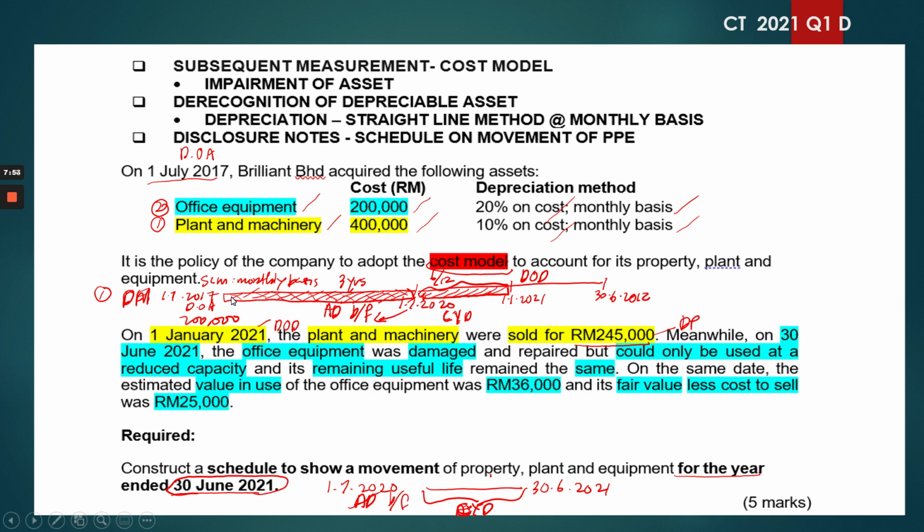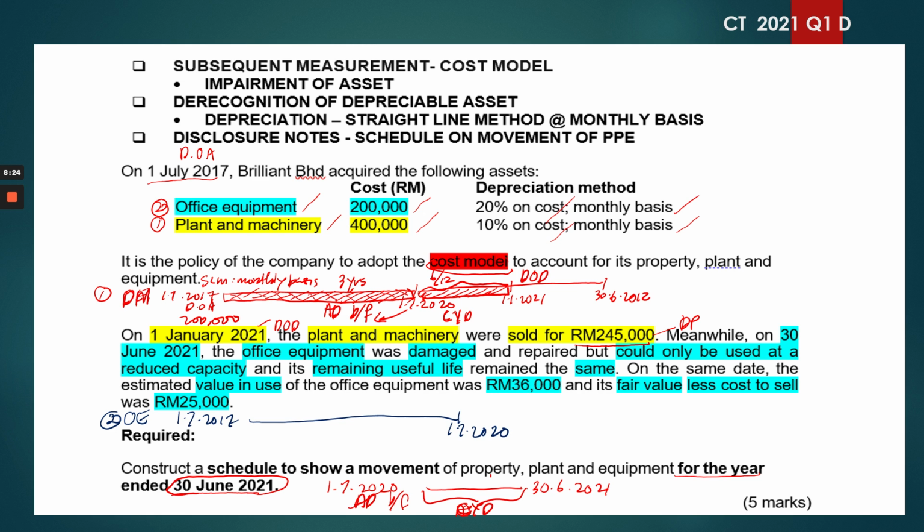Next one is regarding the office equipment. So for office equipment, let's just use a different color. So for office equipment, this is office equipment, and this is number 2. And we start off with the same thing, 1st of July 2017. And here you have the beginning of the current year, 1st of July 2020.